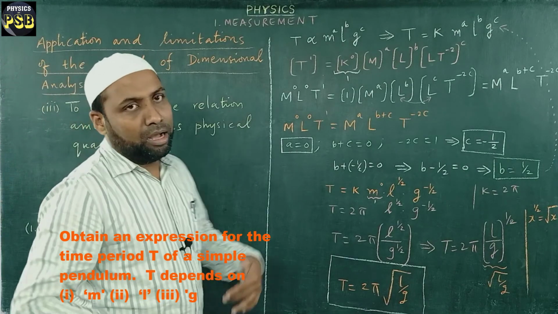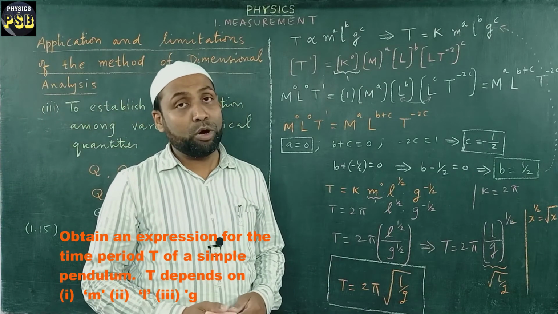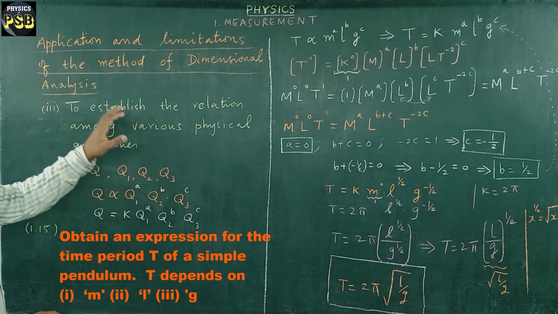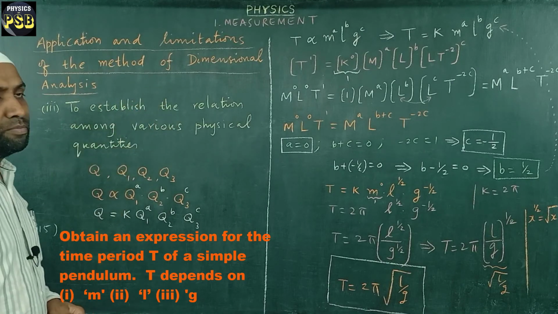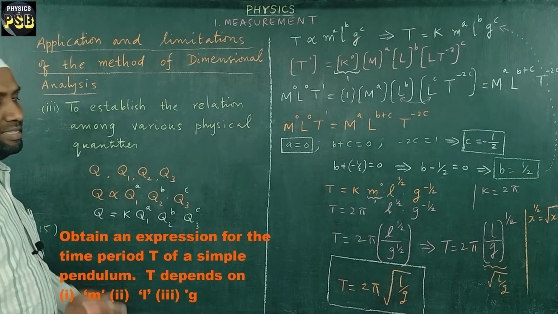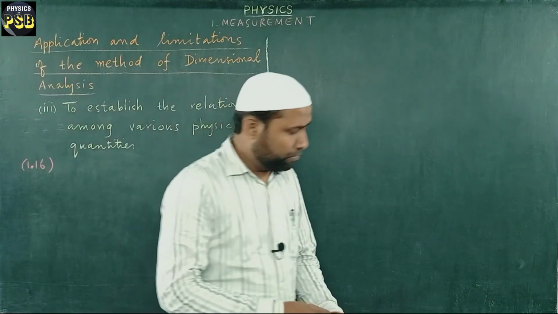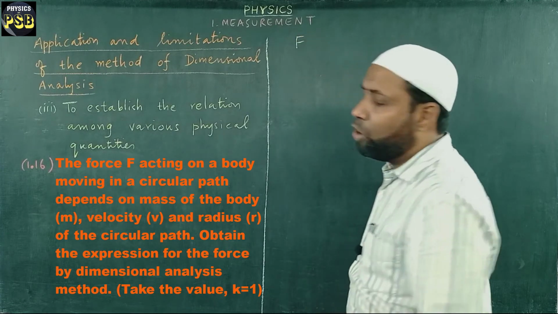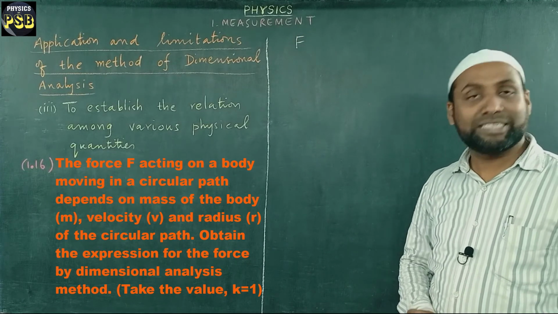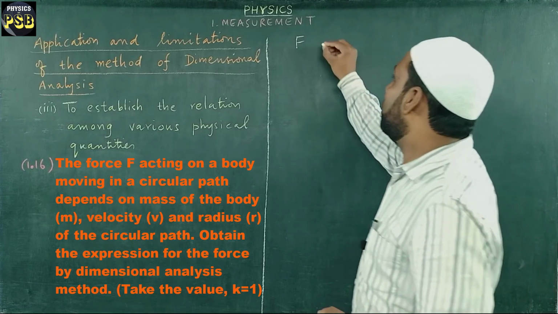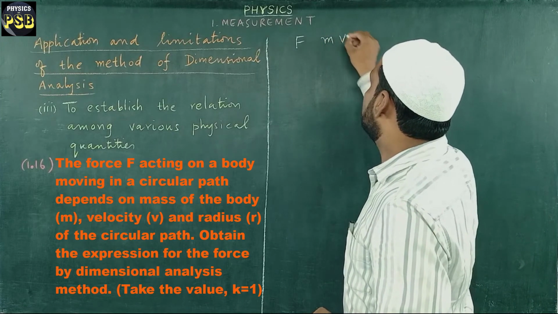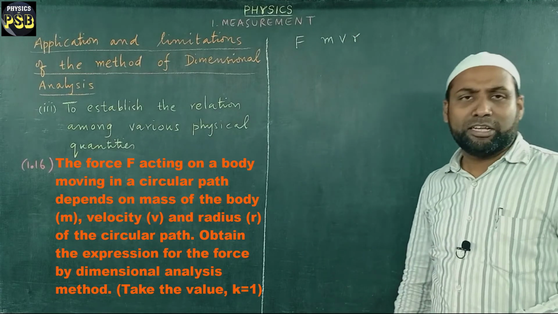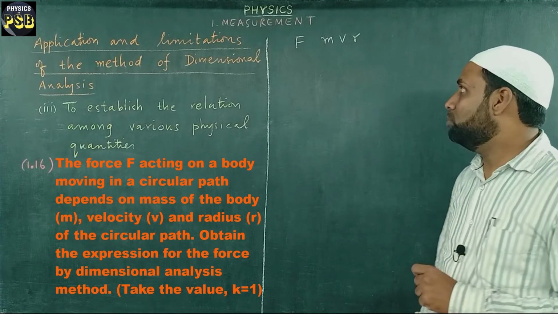Now I will solve one more problem for the better understanding of this method of dimensional analysis. According to the next question, the force F acting on an object moving in a circular path is found to depend on mass, velocity and the radius. Here R stands for radius of the path in which the object is moving.